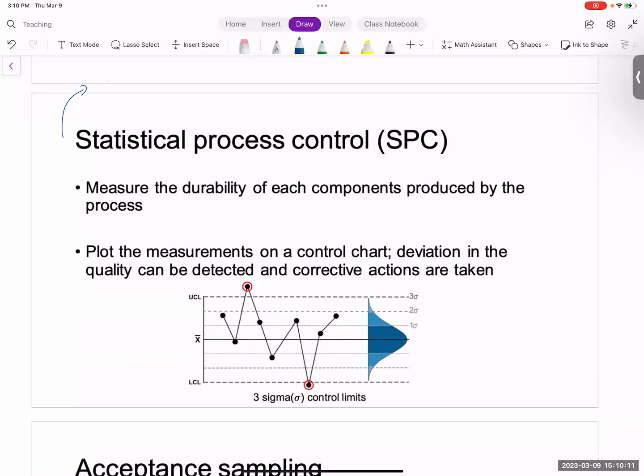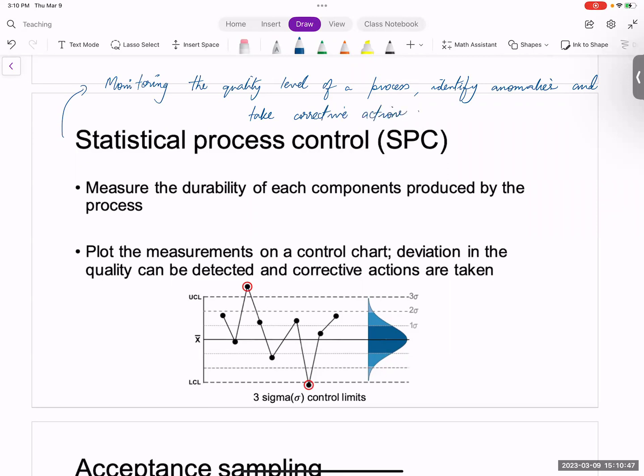It's about monitoring the quality level of a process, identifying anomalies, and taking corrective actions.